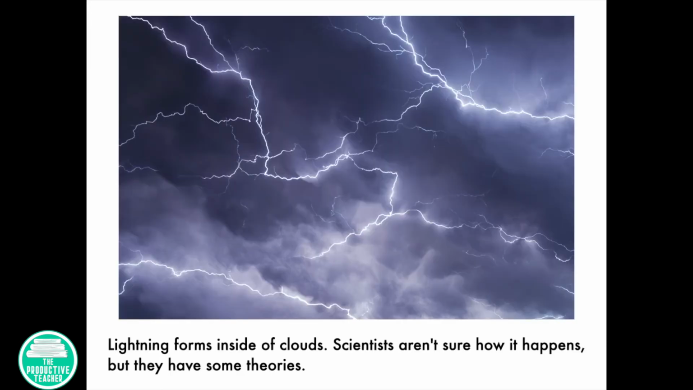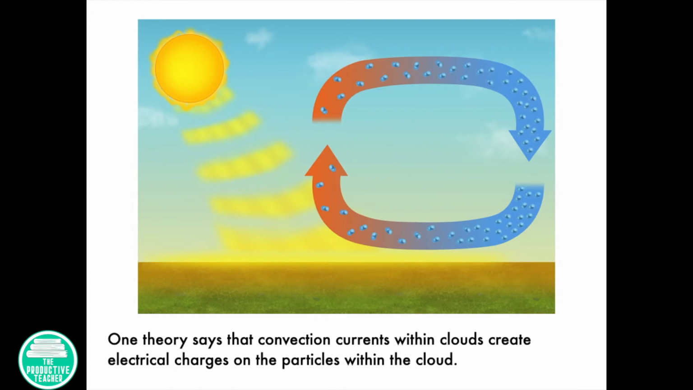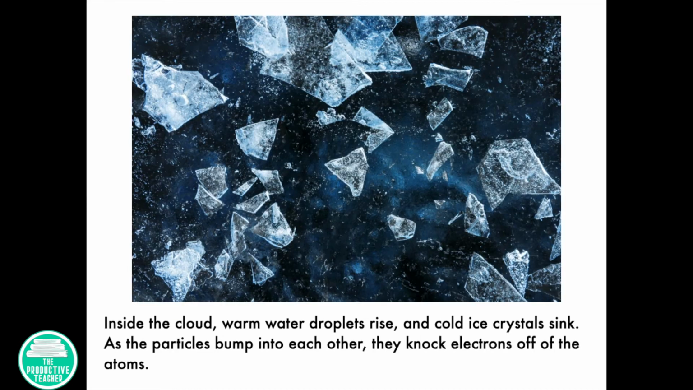Lightning forms inside of clouds. Scientists aren't sure how it happens, but they have some theories. One theory says that convection currents within clouds create electrical charges on particles within the cloud. Inside the cloud, warm water droplets rise and cold ice crystals sink.